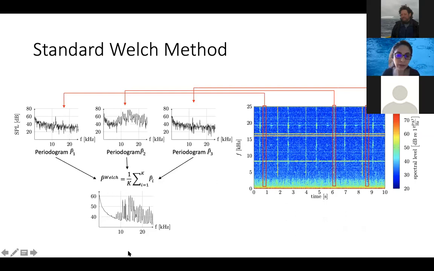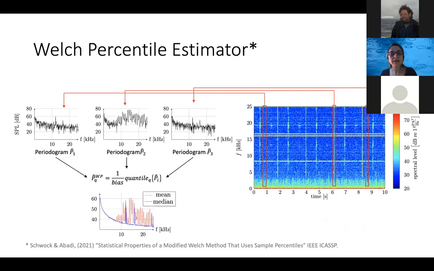So if we keep this spectral level, we don't see what the level is, right? We just see the level due to the pings. So how can we remove those pings? We expanded the Welch method to a Welch percentile estimator. The only difference is that instead of taking the average of all these periodograms, we take some quantile of that. Let's say we take the median. If we take the median, those peaks are gone, as you see here, because they don't happen very frequently in the data. They happen less than 50% of the time. So by taking the median, we can remove them.